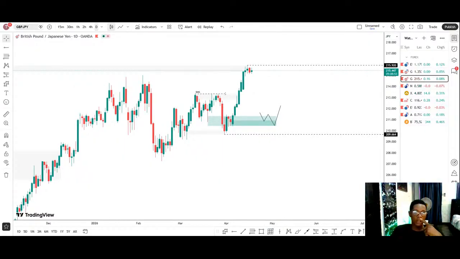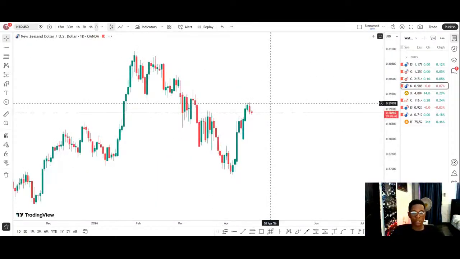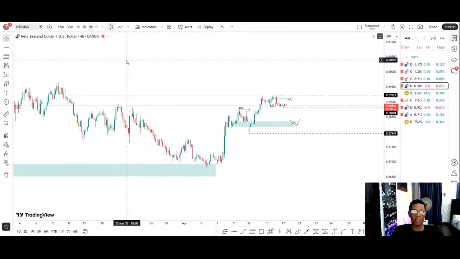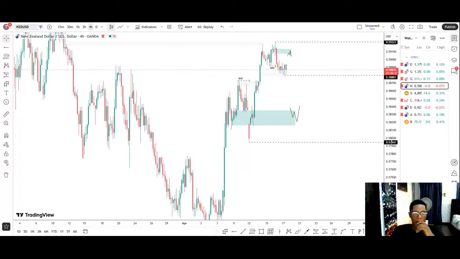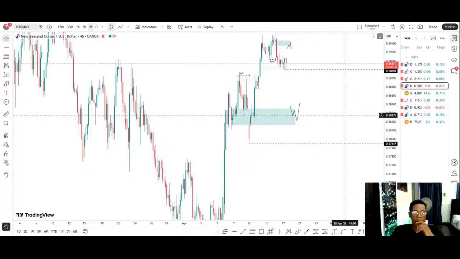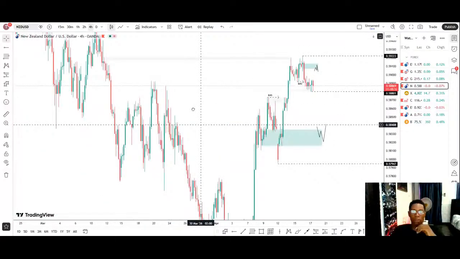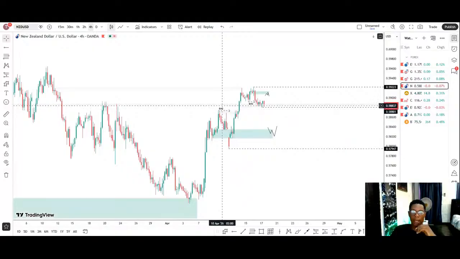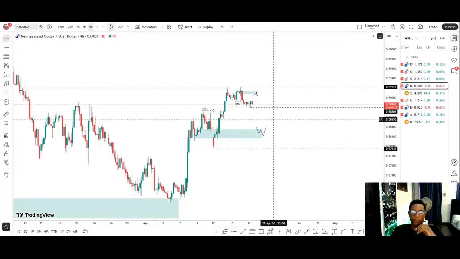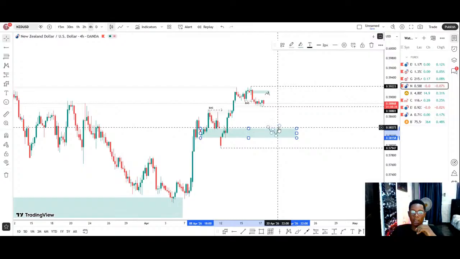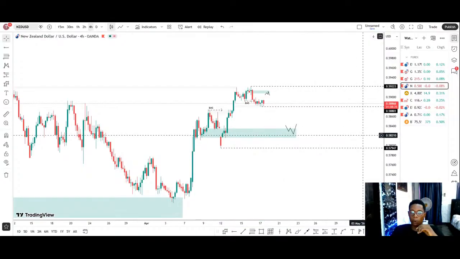On GJ. So the next pair is LU. LU is a buy to sell vibe. We can see structure: high, low, high, right? So now I'm expecting to see a higher low being formed.